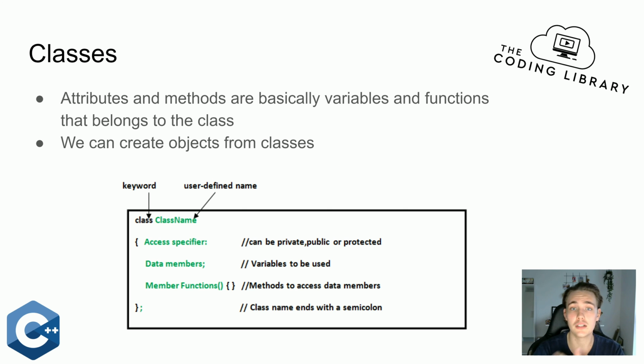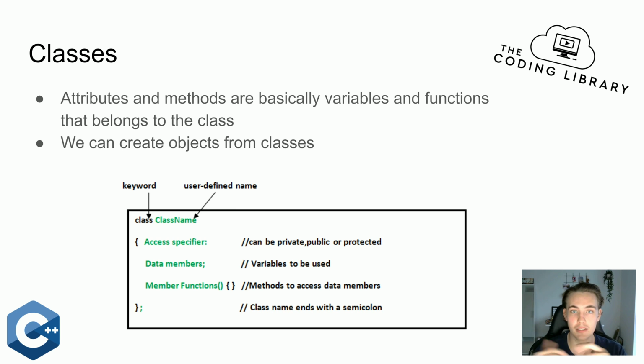So when we're talking about object-oriented programming, we have these classes that we create, and the attributes and methods are basically just variables and functions that belong to the class, which I talked about in the previous slide as well. And then we can create an object from the classes that we create. So we can have multiple objects of one class, and we can have other classes where we have objects for that class as well.